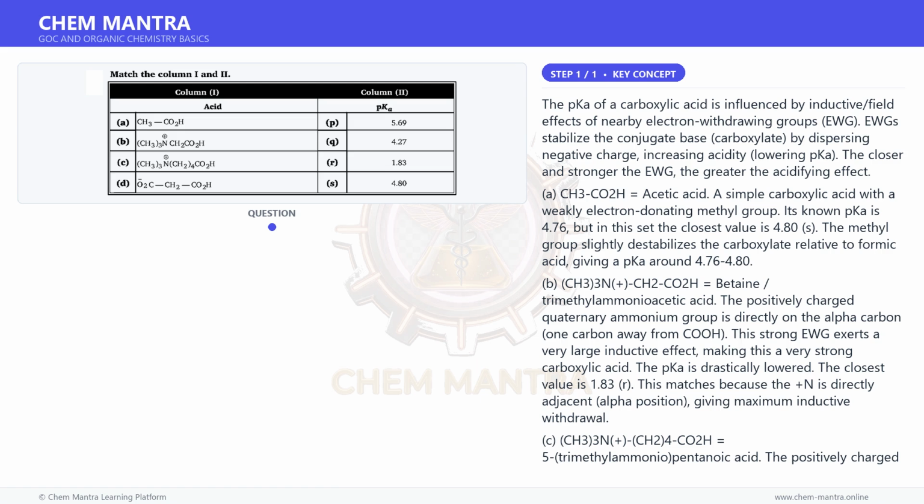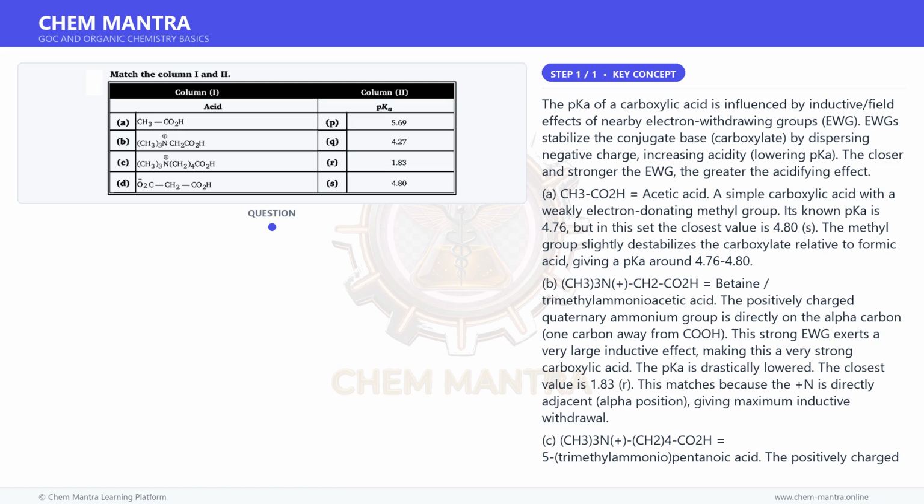B. (CH3)3N+CH2CO2H is equal to betaine, trimethylammonioacetic acid. The positively charged quaternary ammonium group is directly on the alpha carbon, one carbon away from the carbonyl carbon. This strong EWG exerts a very large inductive effect, making this a very strong carboxylic acid. The pKa is drastically lowered. The closest value is 1.83, R. This matches because the N+ is directly adjacent, alpha position, giving maximum inductive withdrawal.